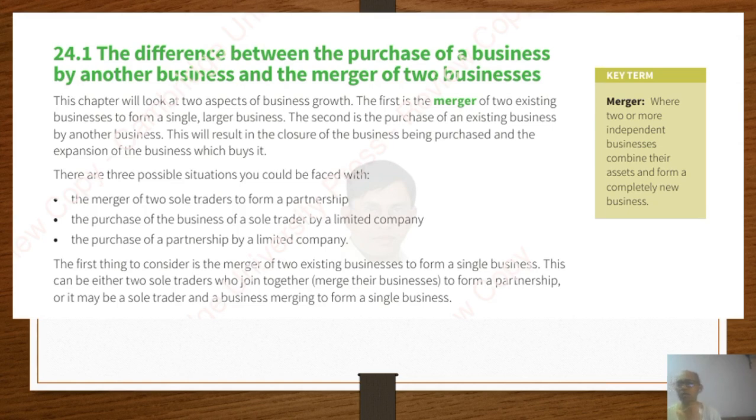There are three possible situations you can be faced with. The merger of two sole traders to form a partnership, the purchase of the business of a sole trader by a limited company, the purchase of a partnership by a limited company. The first thing to consider is the merger of two existing businesses to form a single business. This can be either two sole traders who join together and merge their businesses to form a partnership, or it may be a sole trader and a partnership merging to form a single business.